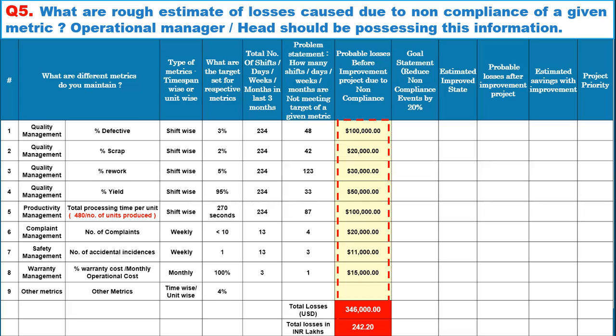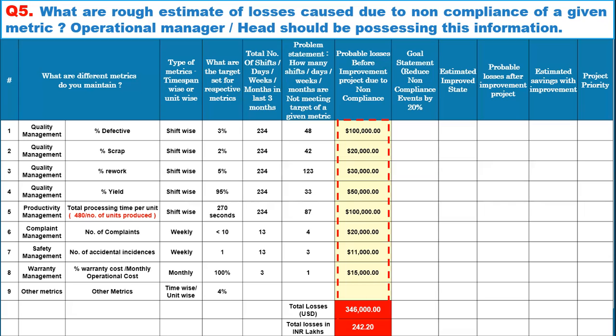So 234 weeks, and out of which 48 weeks were non-compliant, and that led to $100,000 worth of losses for the company. And likewise, we did it for other metrics as well, other levers as well. So percentage scrap cost around $20,000, and then percentage rework cost around $30,000. And that's how it kept on going.